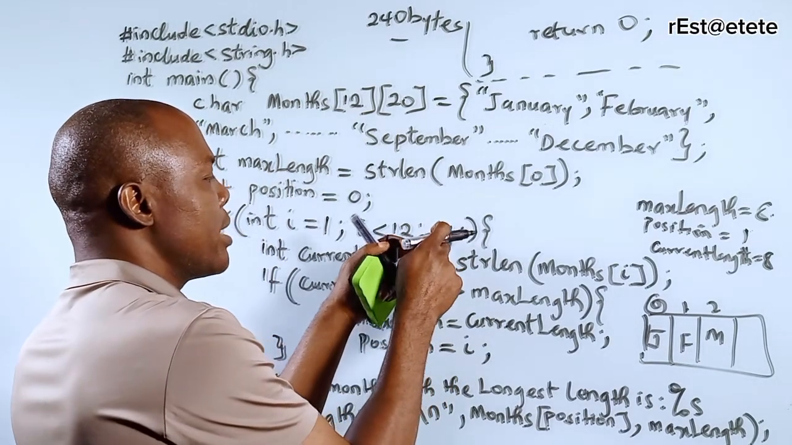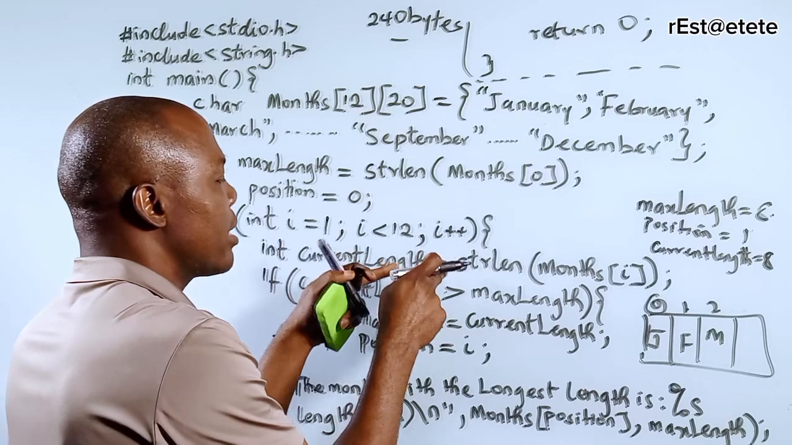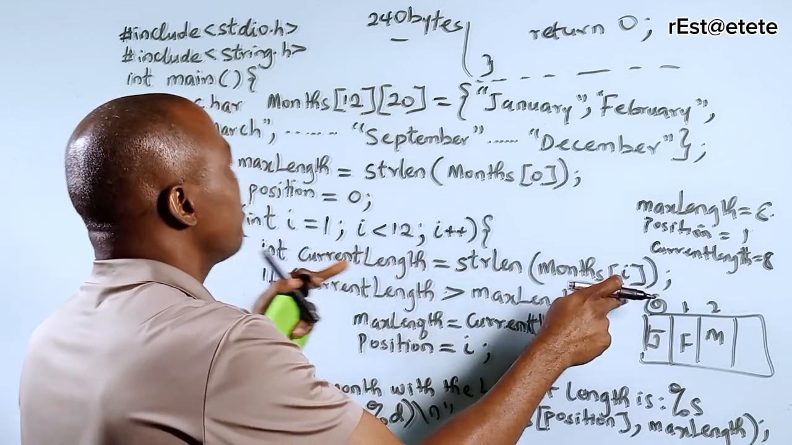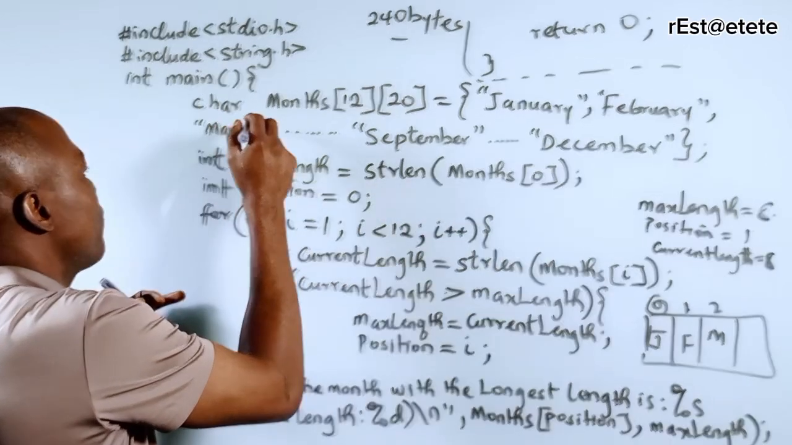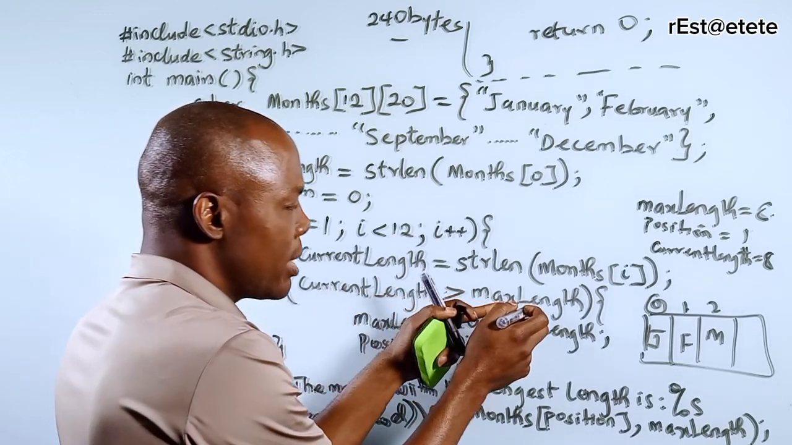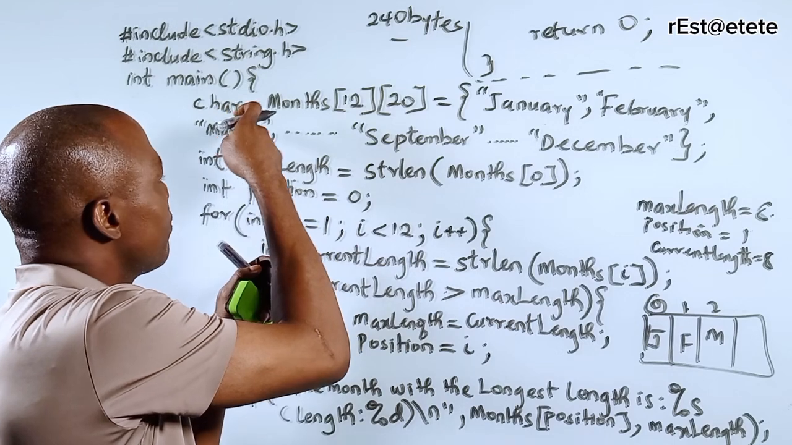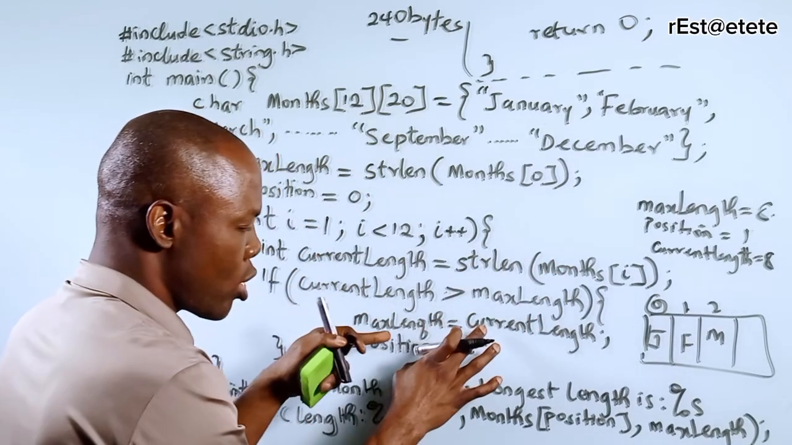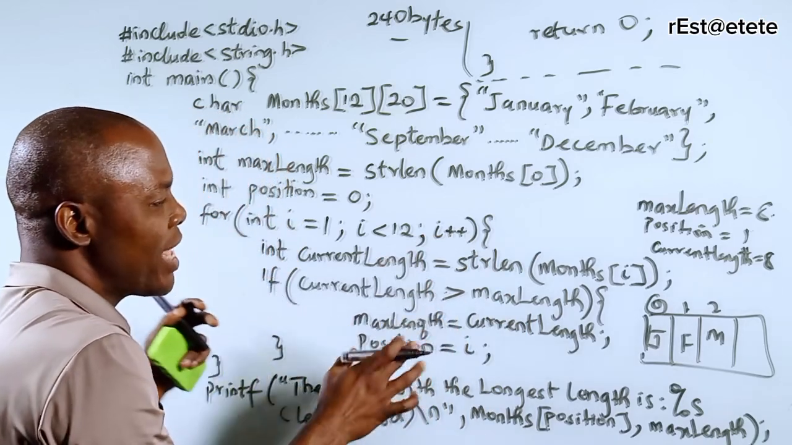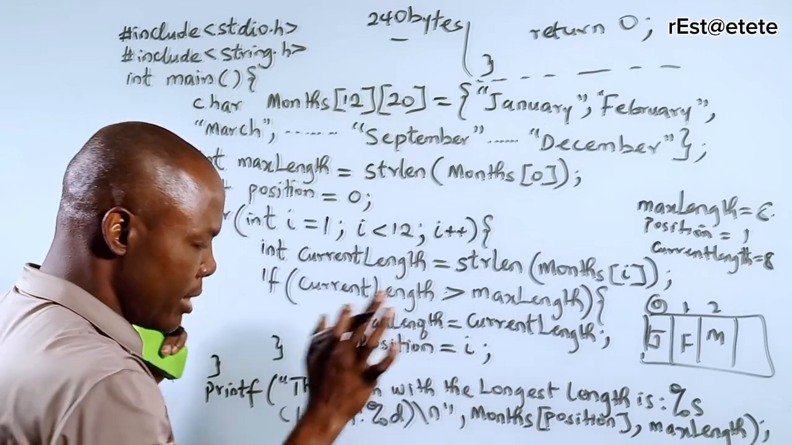Then to come back again, increment i. i becomes 2. So it will come in and check. It will count month 2. Month 2 is March. March is what? 1, 2, 3, 4, 5. Now, it will go in. Is current length greater than maximum length? Current length is 5. 5 is not greater, so it will not come in here. It will increment again. So it will repeat the same thing until it finally gets the maximum length into this place and the position in this place.